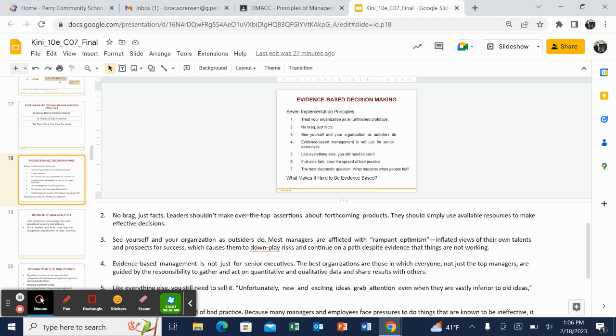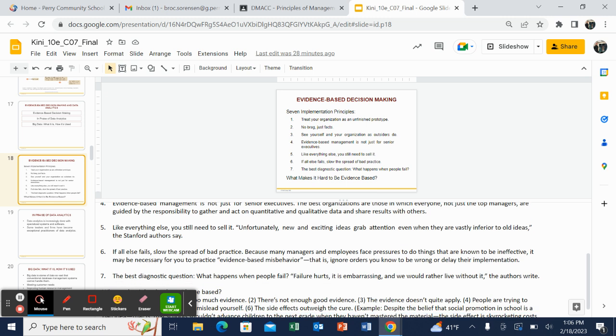Number 4, evidence-based management is not just for senior executives. So the best organizations are those in which everyone, not just top managers, are guided by the responsibility to gather and act on quantitative and qualitative data and share the results with others.